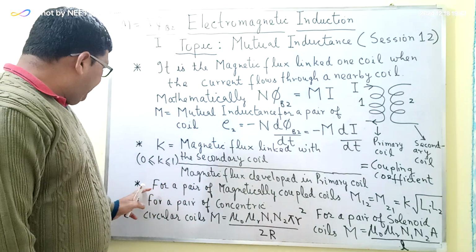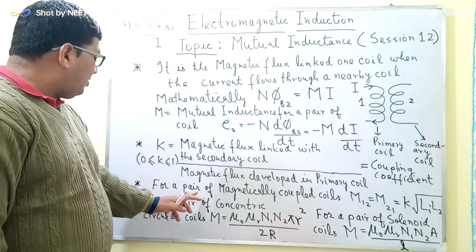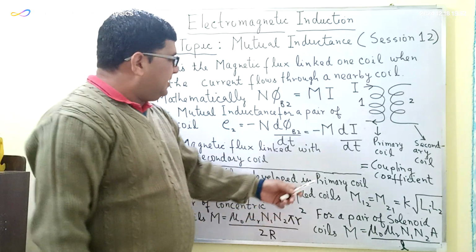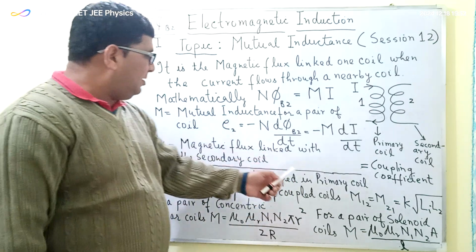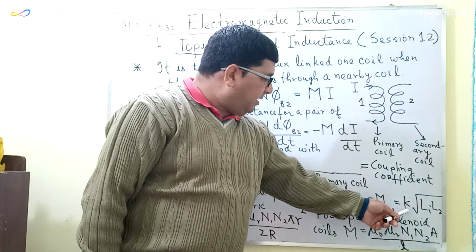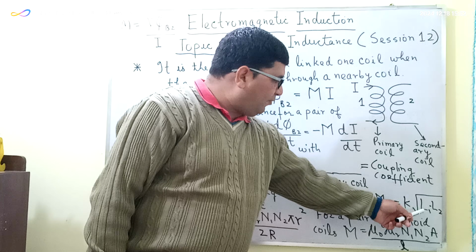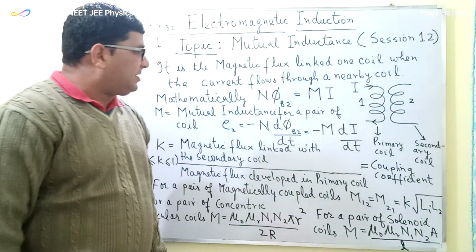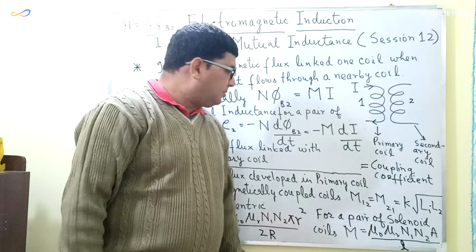Now the third important point is that for a pair of magnetically coupled coils, the mutual inductance is also given by K multiplied by under root of L1 into L2, where L1 and L2 are the self-inductance of the two coils.